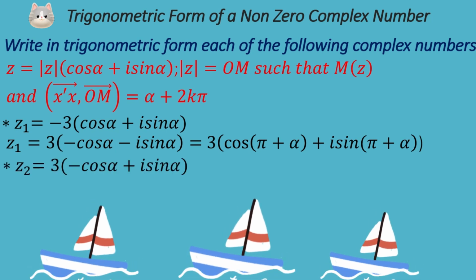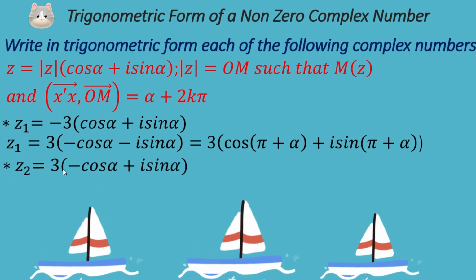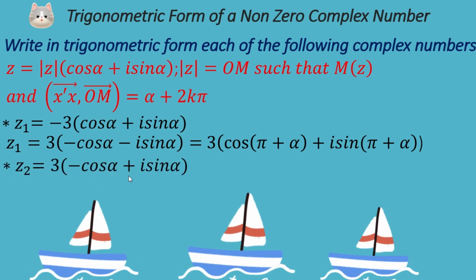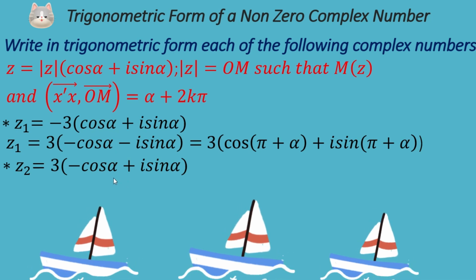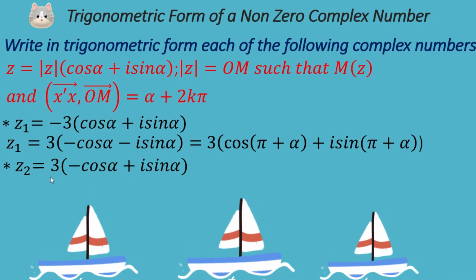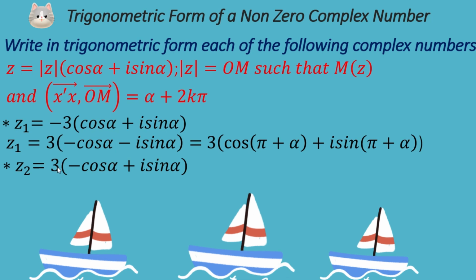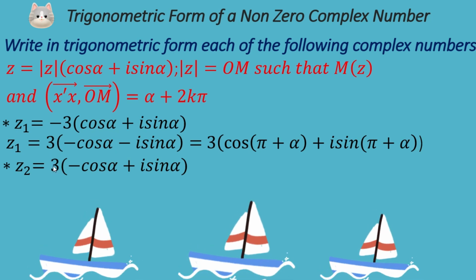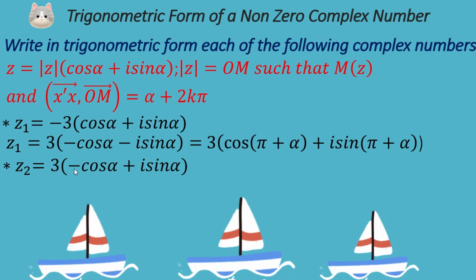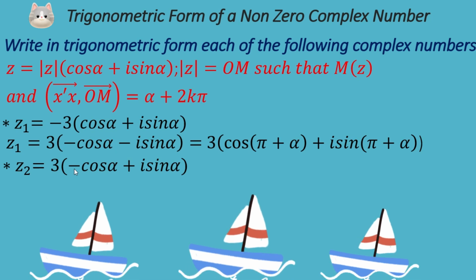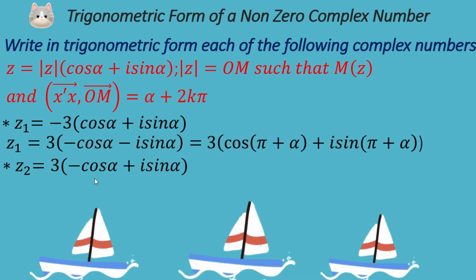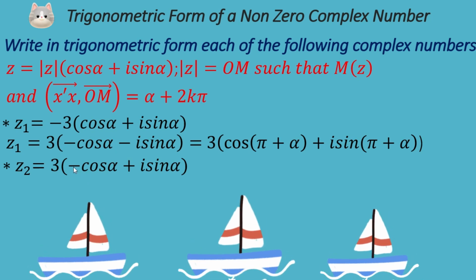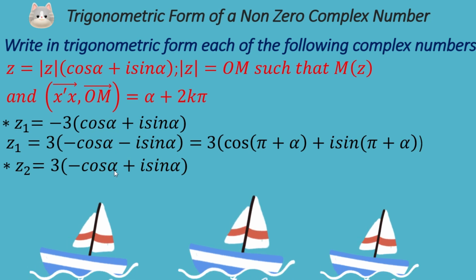Another example. z2 equals 3 times (minus cosine alpha plus i sine alpha). In this example, 3 is positive, no matter about 3 here. There is a problem here in minus cosine alpha. So how to get rid of minus cosine alpha?